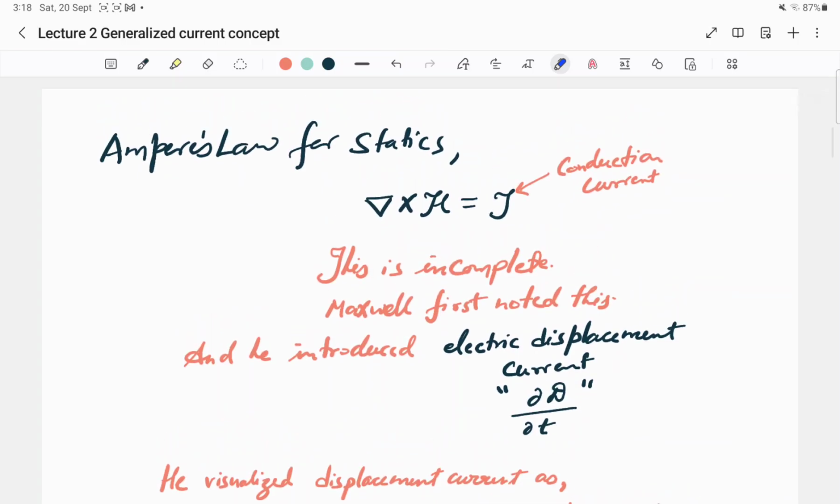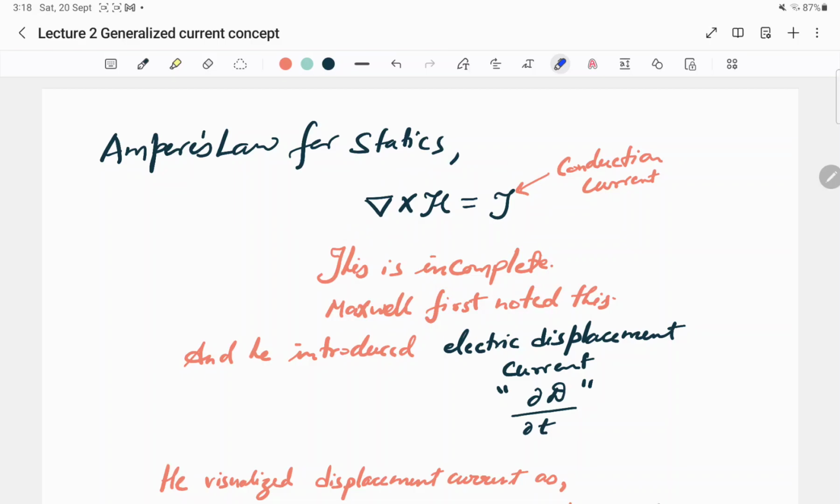So according to Ampere's law for electrostatics, we all know that curl of a magnetic field is equal to the conduction current J, which is fine as far as electrostatics is concerned. But the moment the electric field or magnetic field starts to change as a function of time, that means the fields are no more static, they are varying with respect to time, then Maxwell noted that this particular expression is incomplete.